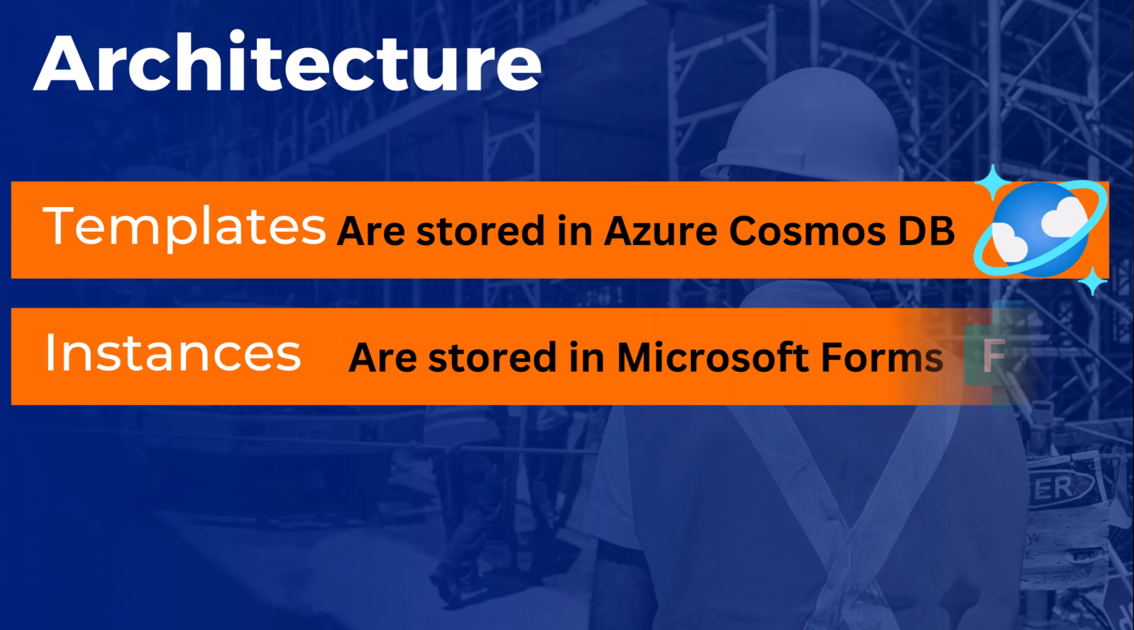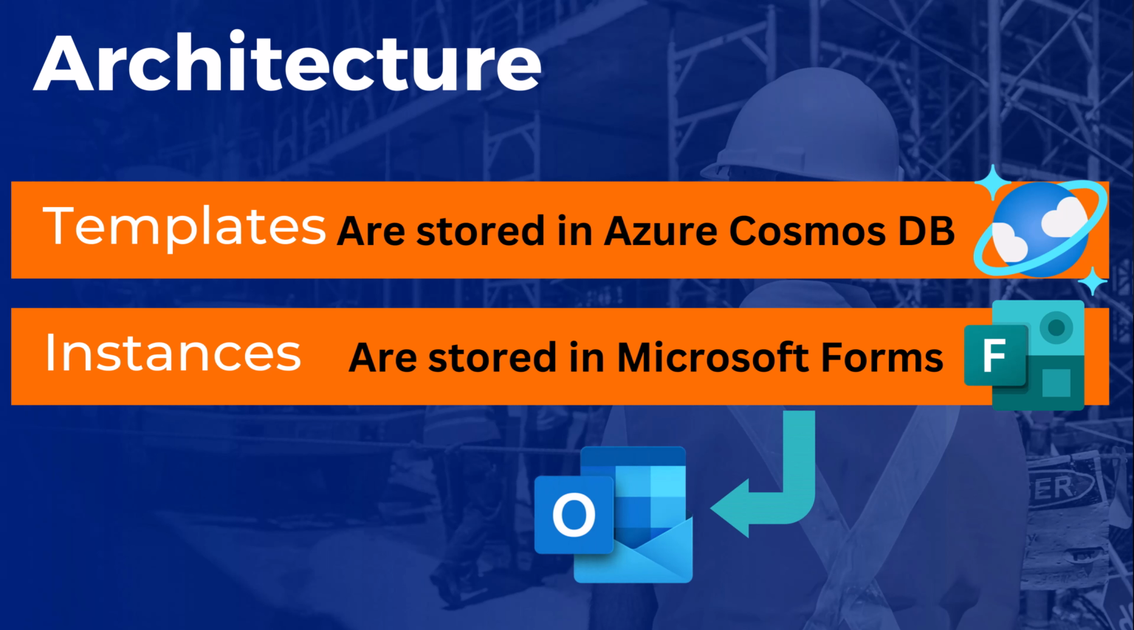But once you go and create the Viva Pulse and you're actually gathering all that information, all the instances, the pulse feeling and the answers that you get, that is stored in Microsoft Forms. And as you and I already know from the video I just did recently, the Microsoft Forms data is actually stored in your Office 365 Outlook mailbox.